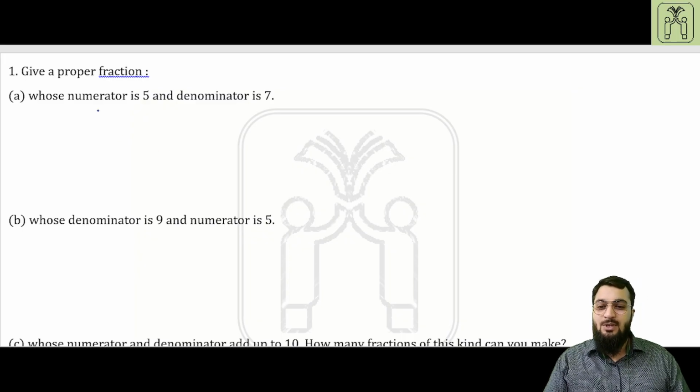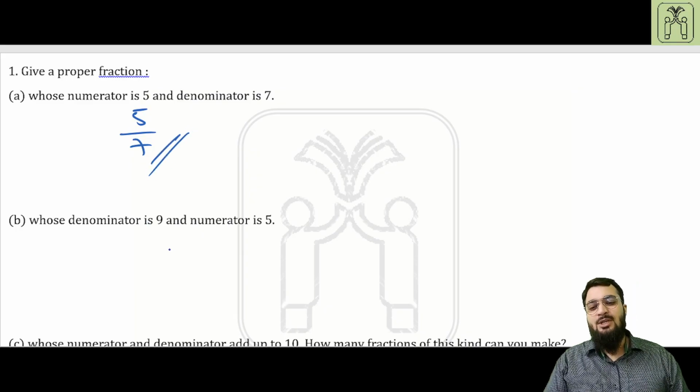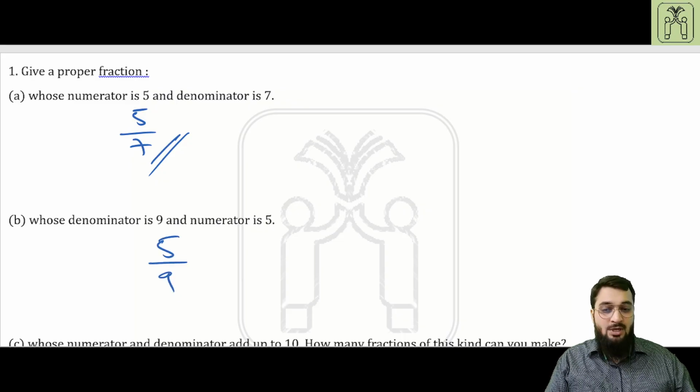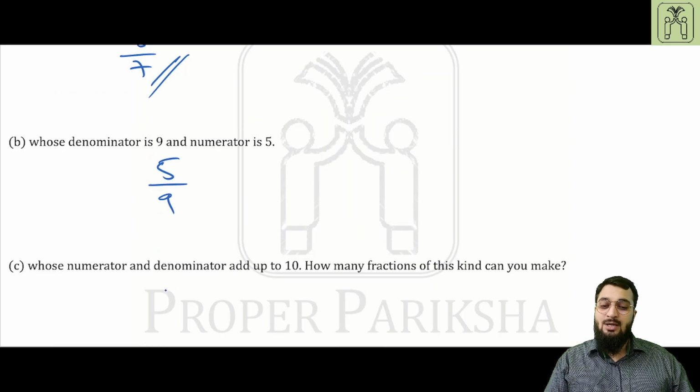So give a proper fraction whose numerator is 5 and denominator is 7. The thing has been mentioned as clearly as possible and you just have to obey the task. Numerator is 5, denominator is 7. Give a proper fraction whose denominator is 9 and numerator is 5. So 5 upon 9. It is already a proper fraction. Answer achieved. Whose numerator and denominator add up to 10. Okay. How many fractions of this kind can you make?